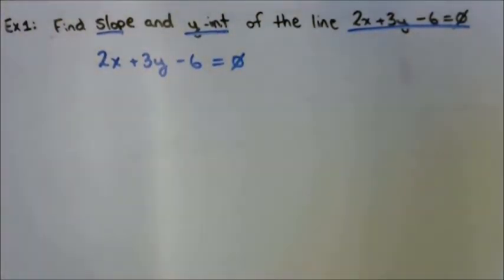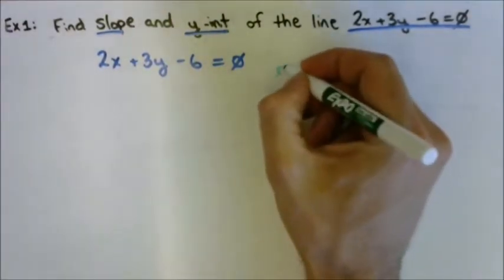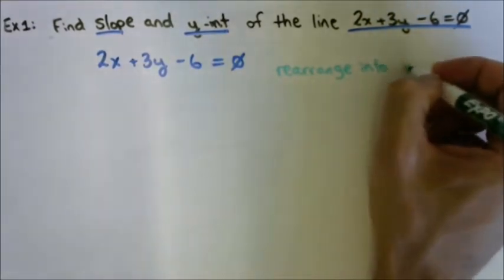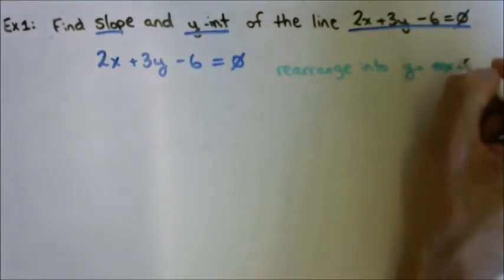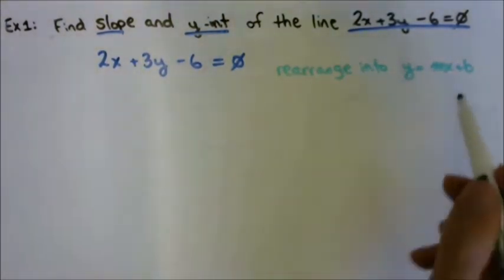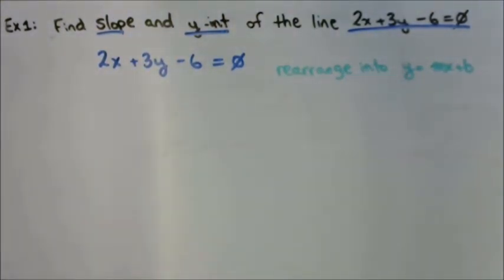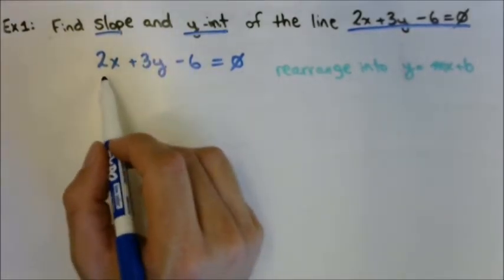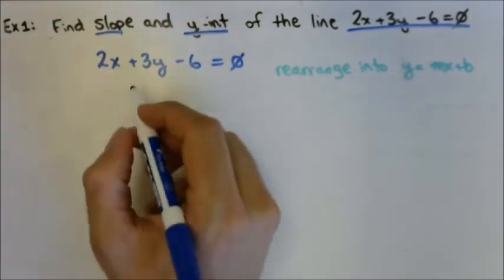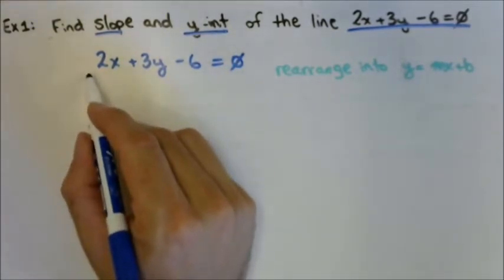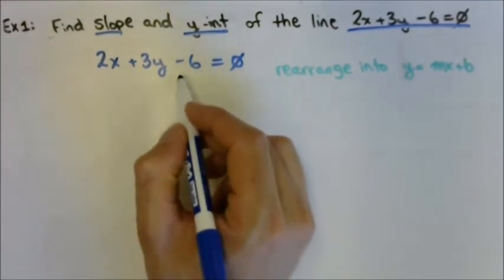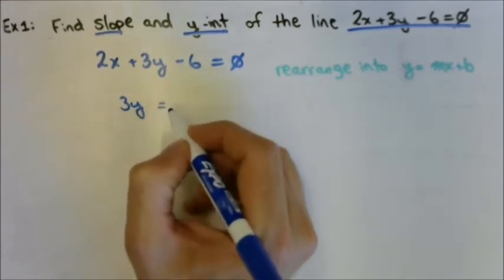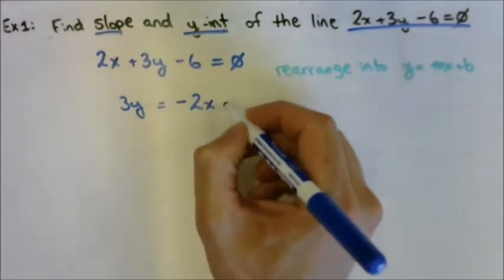And our goal here is to rearrange into y equals mx plus b. And from there we can get our slope and our y-intercept quite easily. Well, let's start by getting our y term on the left and our term including the x and the constant on the right. So I'm going to subtract 2x from both sides, and I'm also going to add 6 to both sides. That will leave me on the left with just 3y, and that will be equal to negative 2x plus 6.